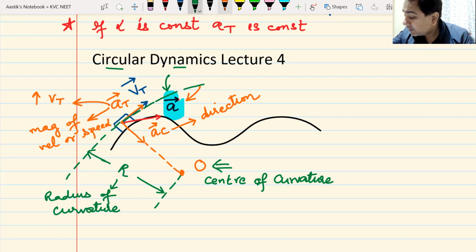So if I dare to ask you now, what will be the value of this AC? Can you tell me? What will be the value of this AC? In this case, right now, at this point in time, where everything is given to you very nicely, what will be the value of this AC? Centripetal acceleration right now, at this point in time.